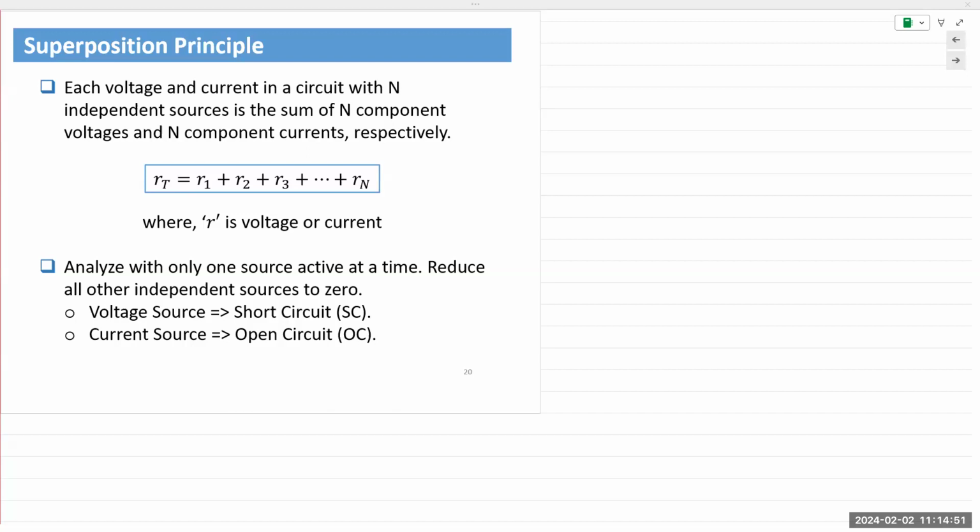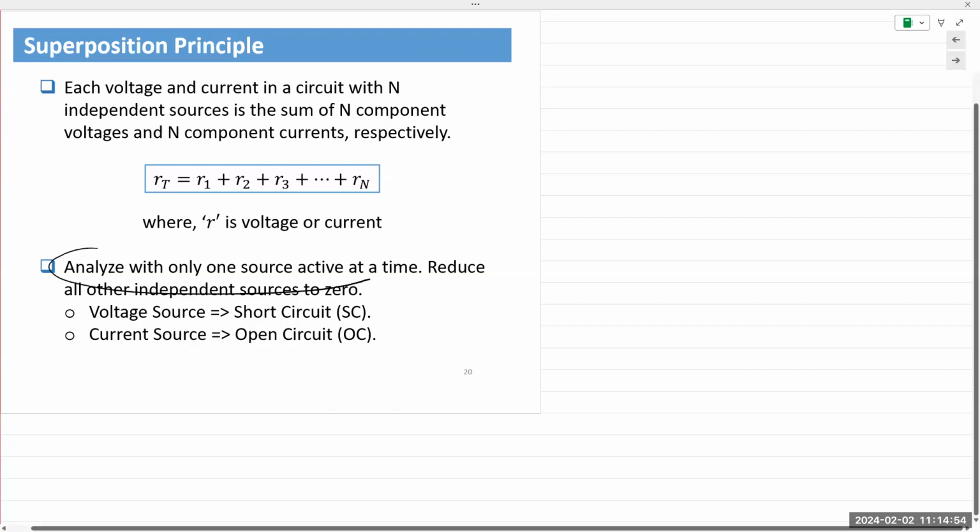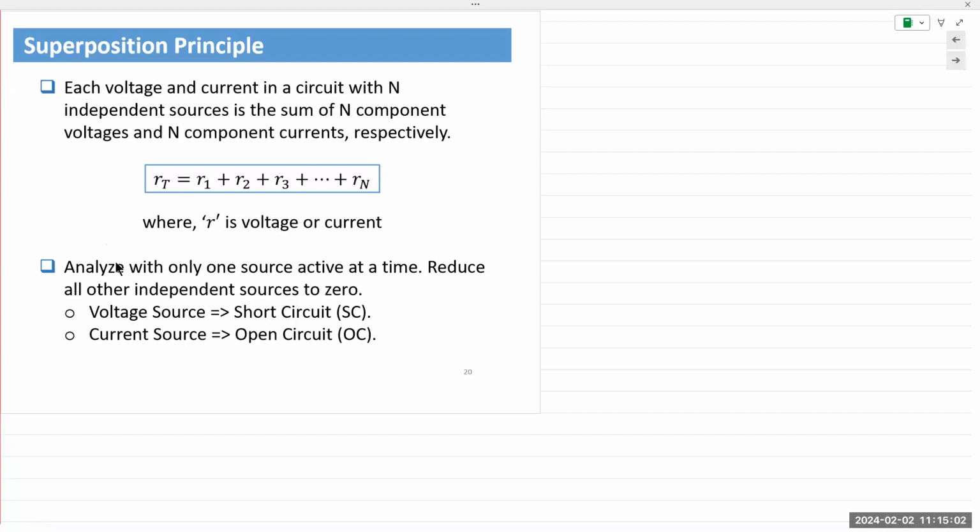Now, when we say analyze with only one source active at a time, we change the circuit. So if there are n number of sources, we take source 1, whether it's a voltage or current source, does not matter. Superposition applies equally to all. So we just take one source, make that working. All other sources are reduced to 0.